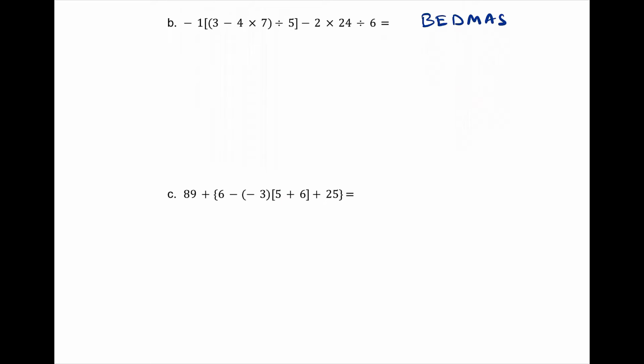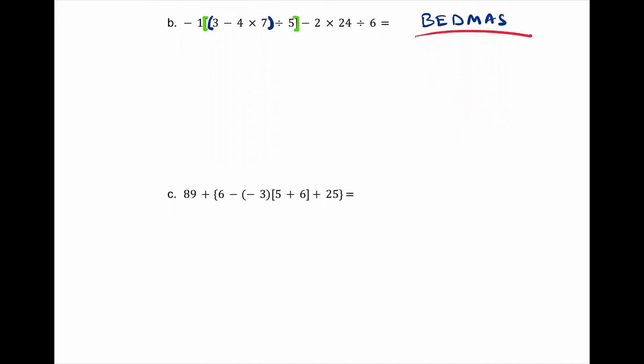Okay, we're moving on to question 1b, which is also going to be BEDMAS. I've written it down over to the side here so I can make sure I'm following those steps. So let's take a look at the brackets. In this case, we have two sets of brackets right here. I've got this square bracket, and then inside that, I've got these normal brackets. So we're going to go to the innermost bracket.